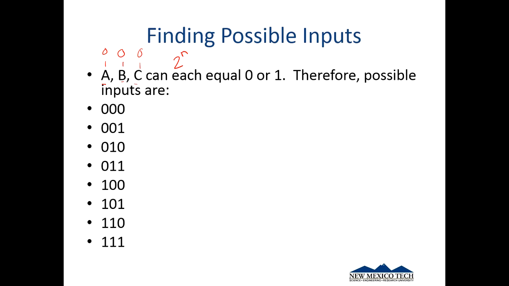If you don't want to list them all, one way you can figure out what combinations there are is to just count. Start at 0, 0, 0 and end up at 1, 1, 1. So I added 1, I added 1, I added 1, and so on.